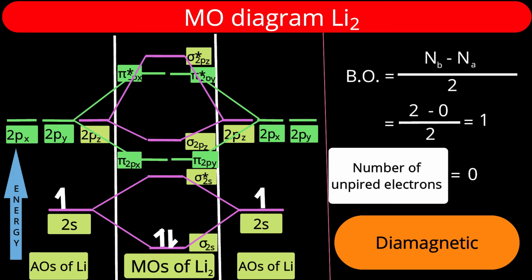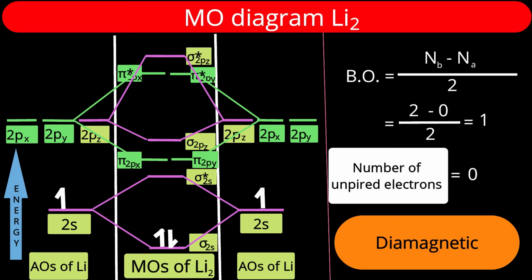How many unpaired electrons are there in the molecular orbitals? 0. If there are 0 unpaired electrons, then it will be diamagnetic in nature. It will not get attracted to the magnetic field. In other words, it will weakly repel the magnetic field. That is diamagnetic behavior. So the Li2 molecule, the diatomic lithium molecule, will be diamagnetic. I am not talking about lithium metal. I am talking about the lithium diatomic molecule, Li2. It will be diamagnetic in nature.